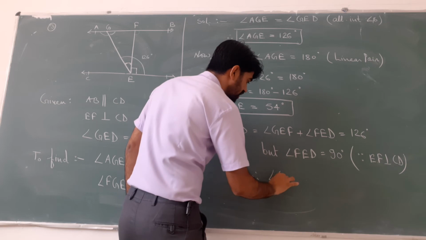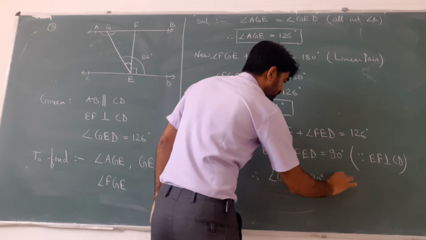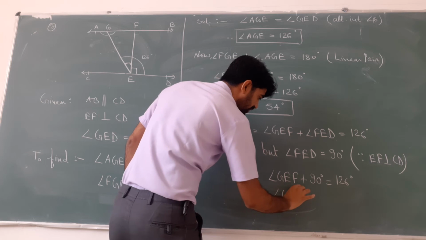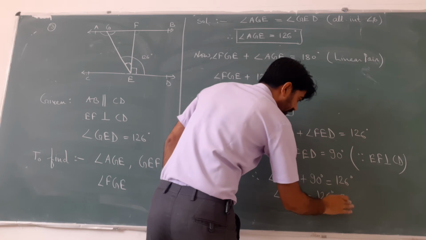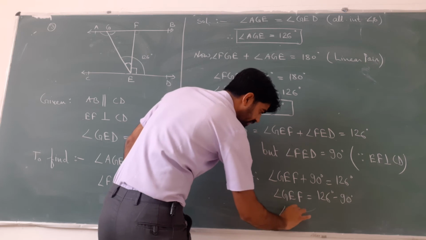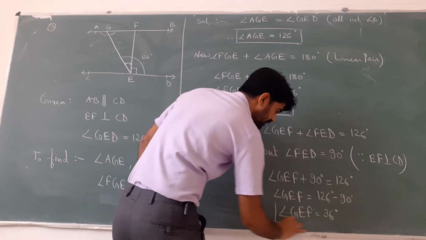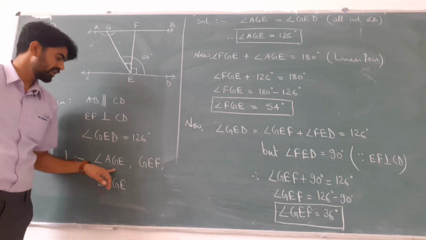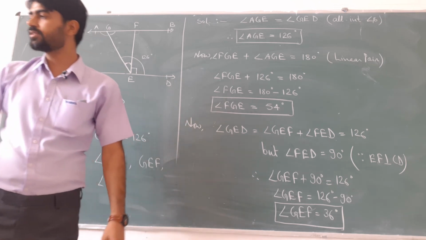Therefore, angle GEF plus 90 degree must be equal to 126 degree. So angle GEF is equal to 126 degree minus 90 degree. That is, angle GEF is equal to 36 degree. So this is the third answer. So we have found AGE, GEF and FGE. These are the answers for that.